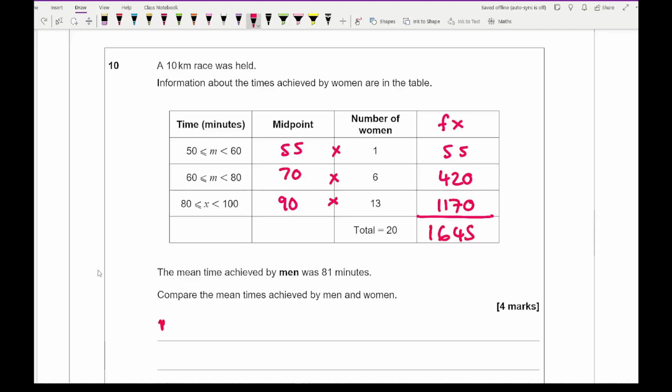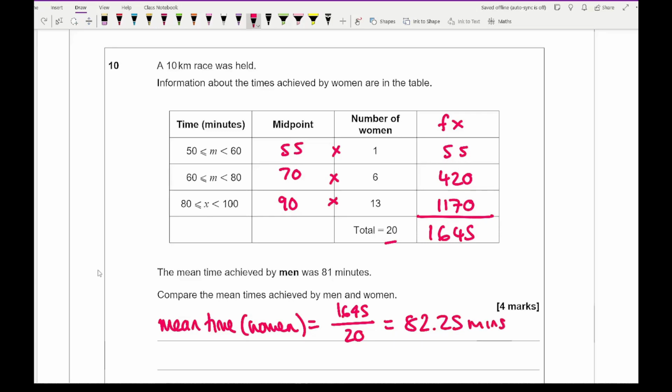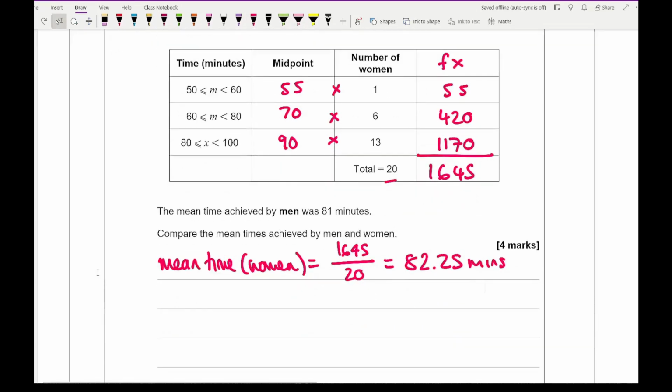So the mean time for the women is going to be 1645 divided by the total frequency, which is 20. And if I type that all into my calculator, I get an average time of 82 minutes and 25 seconds. So then what's left for me to do is to compare.